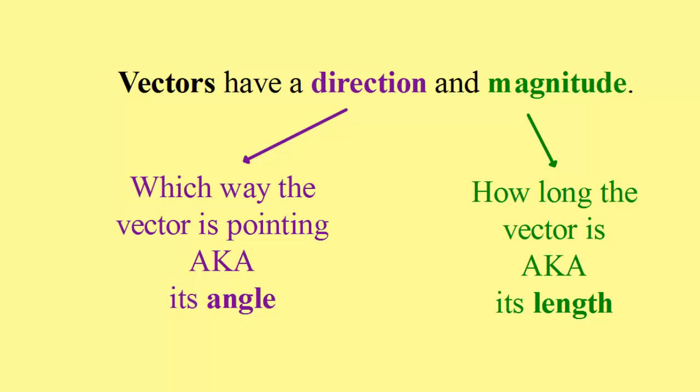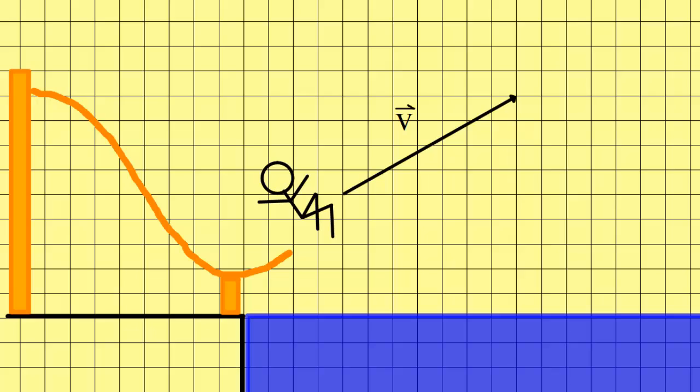So we know that vectors have a direction and a magnitude, and when you're talking about the arrows that you draw, those kind of vectors, the direction is which way the arrow is pointing. In other words, its angle. And the magnitude we can see is how long the vector is, or its length. So let's look at a scenario.